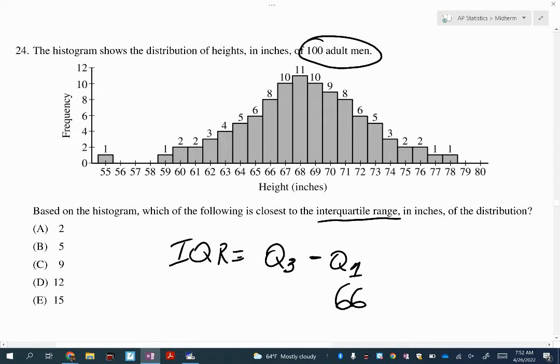Now, do we go backwards? I'm going to do that because I'm just going to count 25 from the top. But if you kept going, you would keep going until you got to 75. Your choice. Get the same thing.